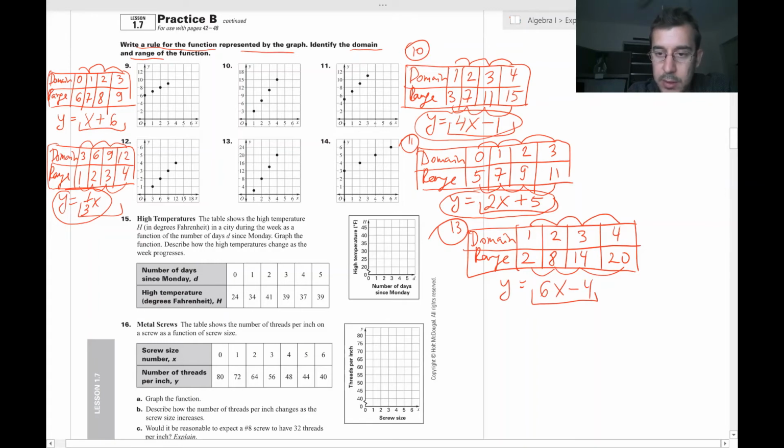And then when x is 2, 6 times 2 is 12, minus 4 is 8. When x is 3, 6 times 3 is 18, minus 4 is 14. When x is 4, 6 times 4 is 24, minus 4 is 20. So yes, this is the function 6x minus 4. This is 13, and then 14.